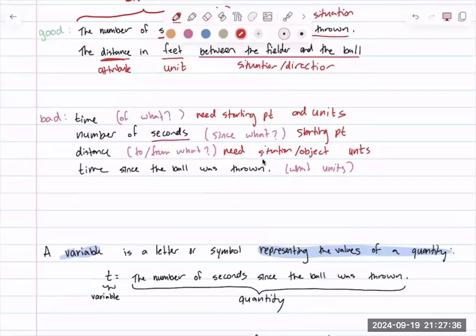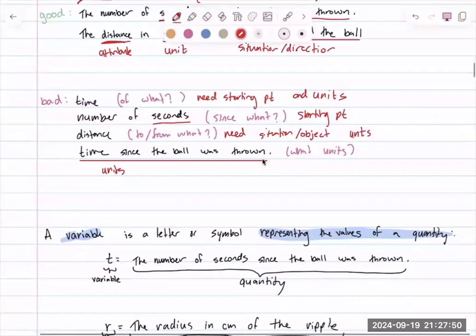And then finally, almost good, time since the ball was thrown, really good. We have our situation and direction, it's very clear, but we need what units? So was it seconds? Was it hours? So on and so forth.